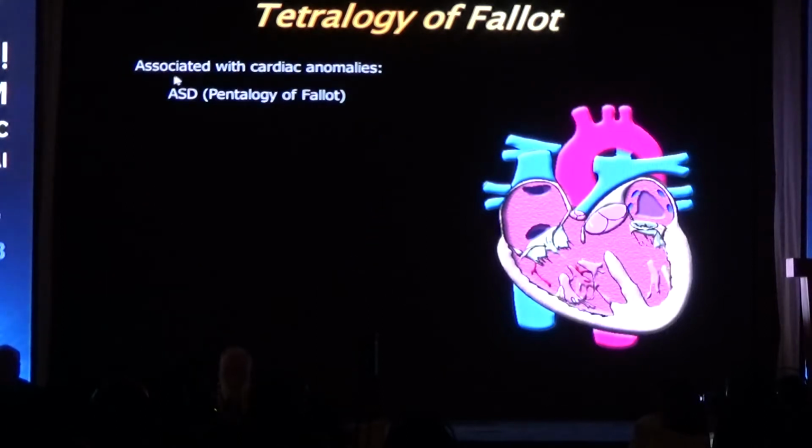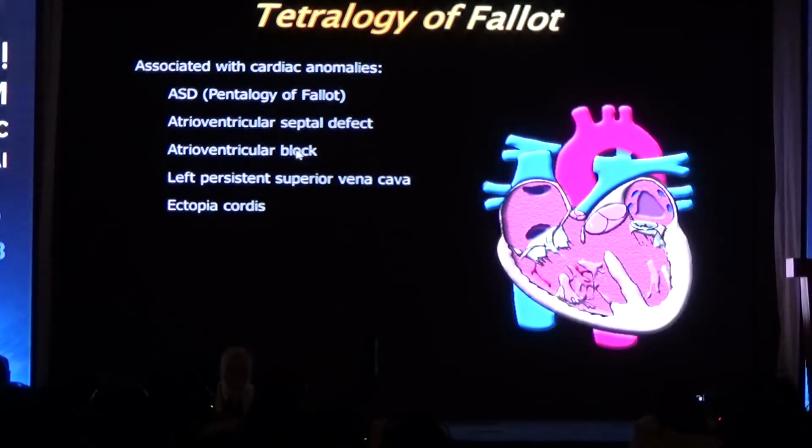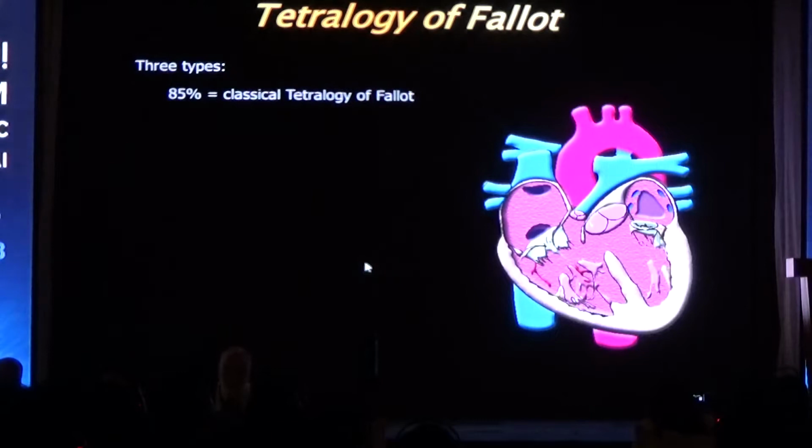Now sometimes you can have other cardiac anomalies, including an atrial septal defect, that is called a pentalogy of Cantrell, atrioventricular septal defect, the one we just looked at a second ago, atrioventricular block, persistent left vena cava, ectopia cordis, anomalies of segmentation of the aorta, like coarctation or tubular narrowing, or absence of the pulmonary valve or pulmonary artery, which is actually a form of tetralogy in itself.